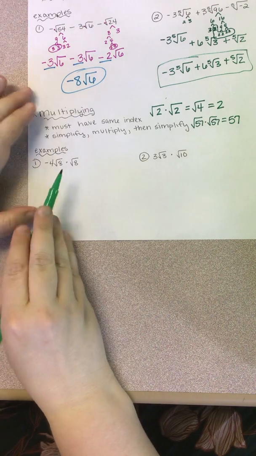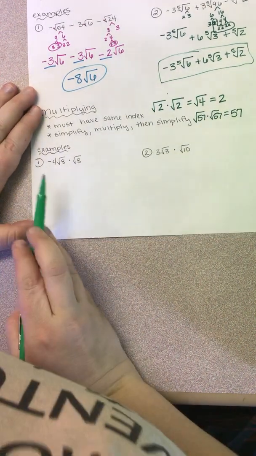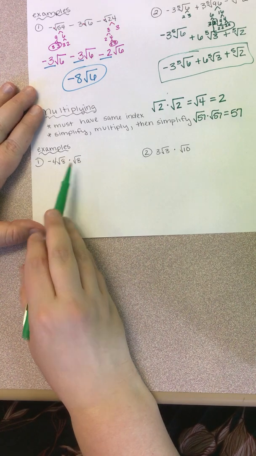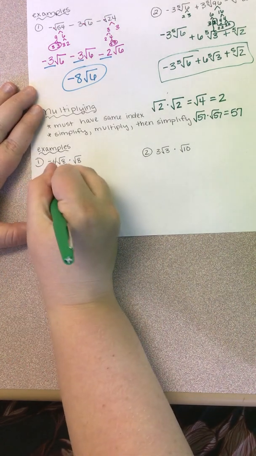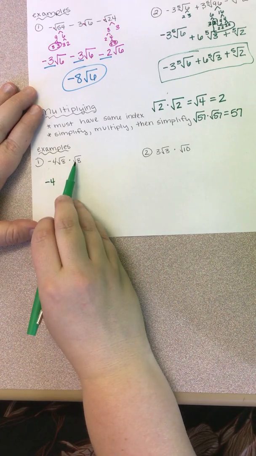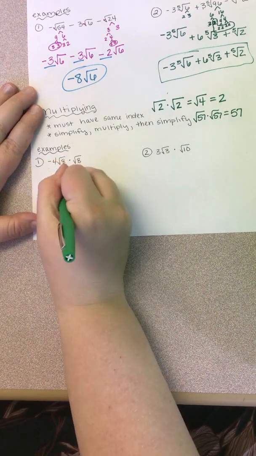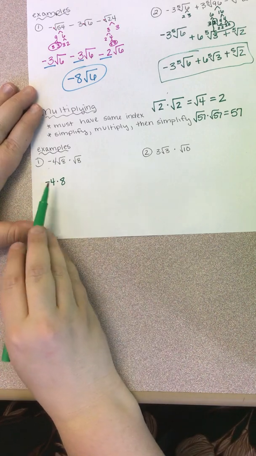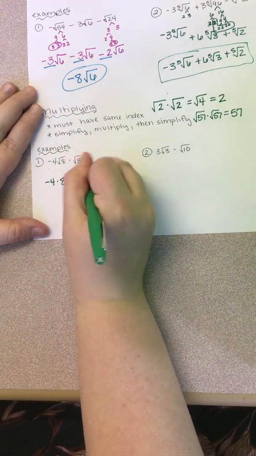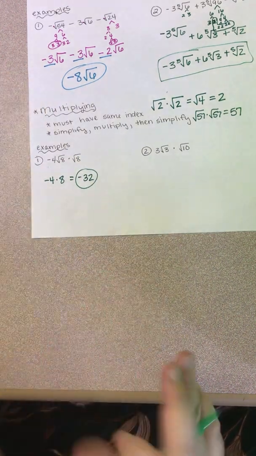So if I'm looking over here at number 1 for this example, I have the square root of 8 times the square root of 8. So I'm just going to drop down this negative 4, and then the square root of 8 times the square root of 8 is just 8. So now I have negative 4 times 8, which is negative 32. And that's all I do for that one.